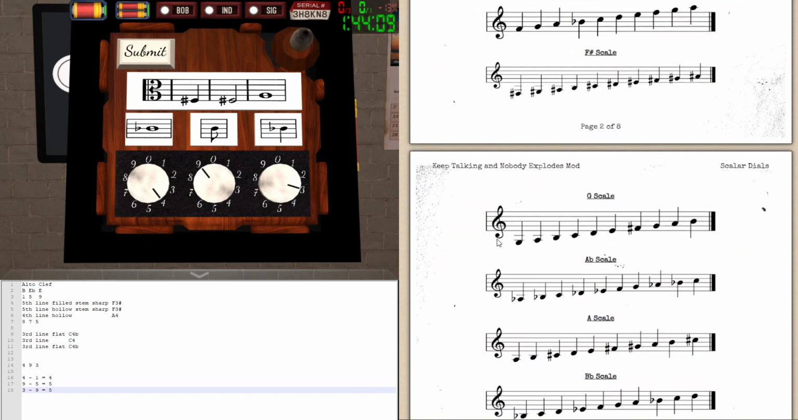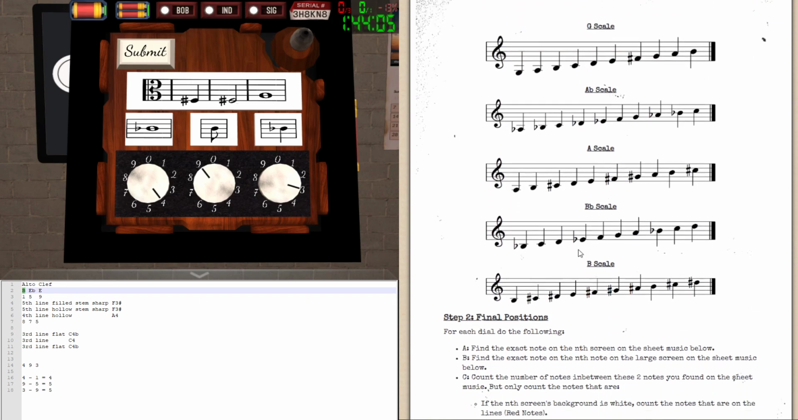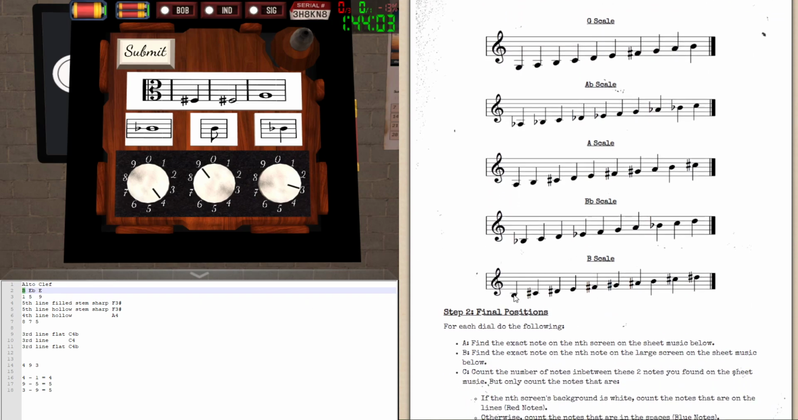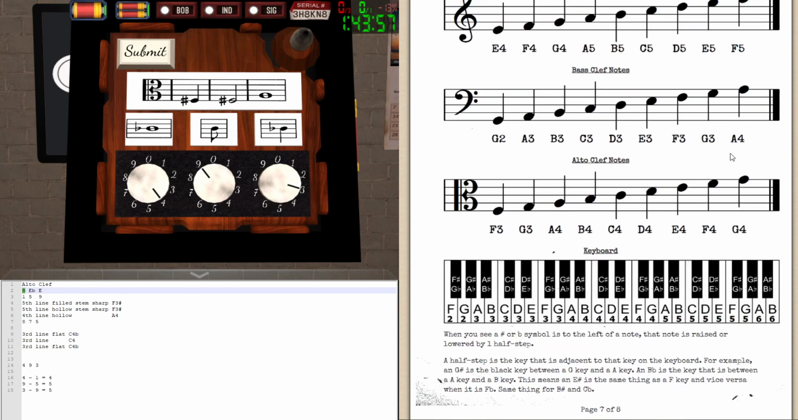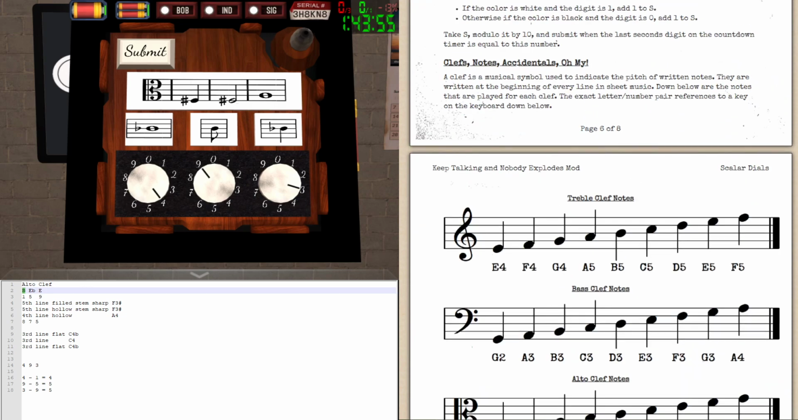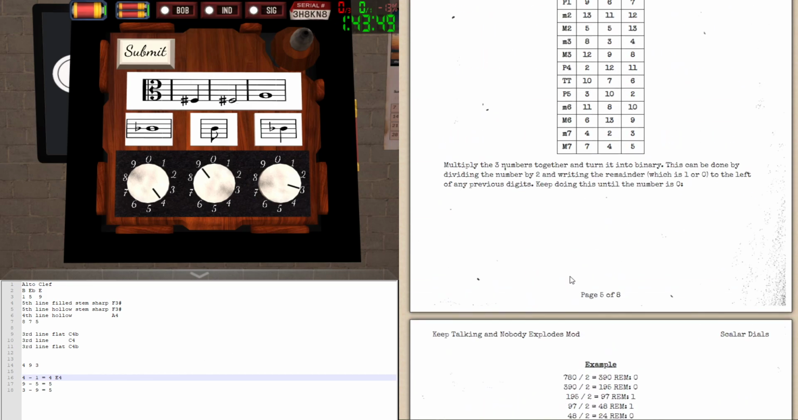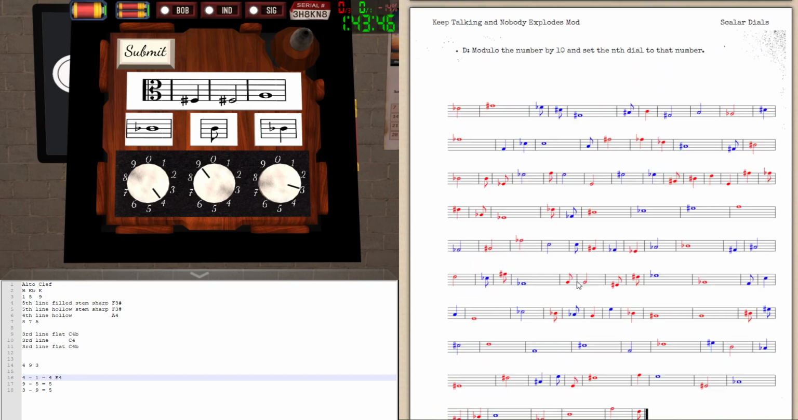So I'm going to go to each scale right now. The first dial was playing a B scale, right there. And it's the 4th note that's being played. 1, 2, 3, 4. That is going to be this note right there. If you go back to treble clef, on that last line, that's an E4 being played. So that's an E4. We're going to do it with each one.